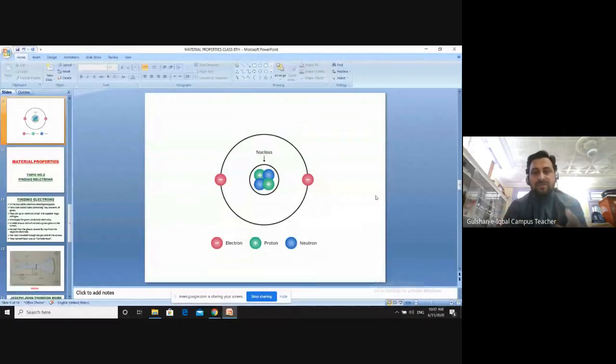So the electrons and the protons cancel each other. When they cancel each other, what is left? The neutron is left. The neutron has no charge. So the atom does not have any kind of charge present on it. Okay, now we are moving back to the screen.